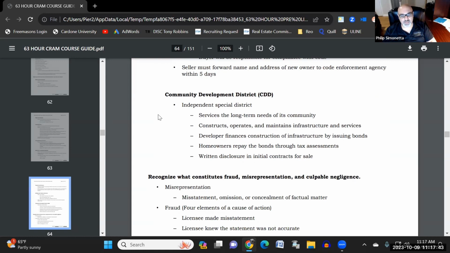Next, we have a community development district, the CDD. This is an independent special district. It serves the long-term needs of the community. It constructs, operates, and maintains infrastructure and services. The developer finances construction of infrastructure by issuing bonds. Homeowners repay the bonds through tax assessments. There's written disclosure in initial contracts for sale that these exist.